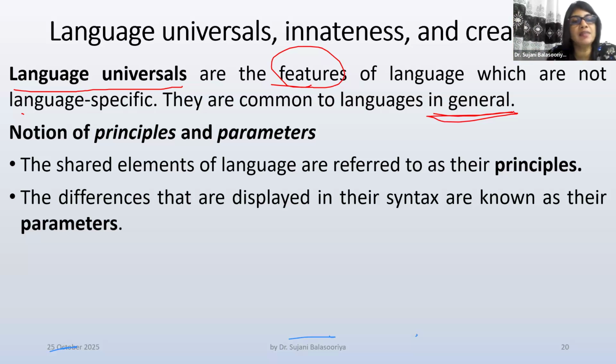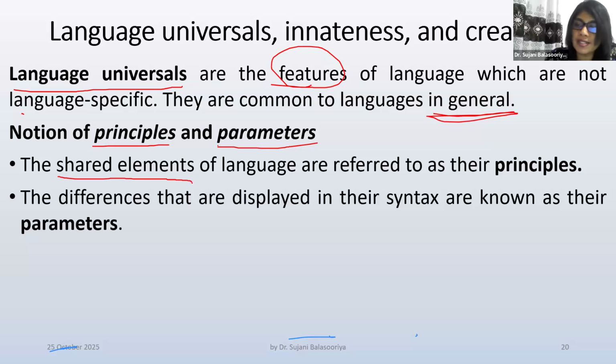So in this discussion, we have these two important terms, principles and parameters. Right? These two terms are quite important. You need to be familiar with them. Talking about language universals, right? Principles and parameters. Just like in the previous part, we were talking about competence and performance. Here you have principles and parameters. What do you mean by these two? I have given the ideas in brief here in these two points. Principles. They are the shared elements of language. Shared elements.